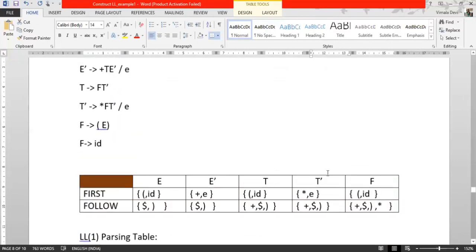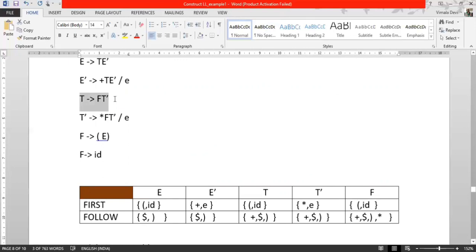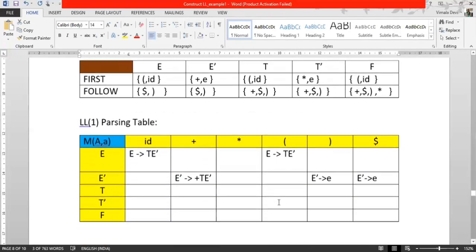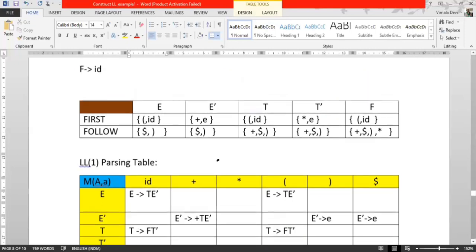Okay, now let us consider the next rule in the grammar. What is the next rule? T derives FT'. So where I have to update the rule in the table? Consider the first set of T. First set of T contains two symbols. One is open parenthesis and another one is ID. T comma open parenthesis and T comma ID, I have to update this rule. Yes, done.